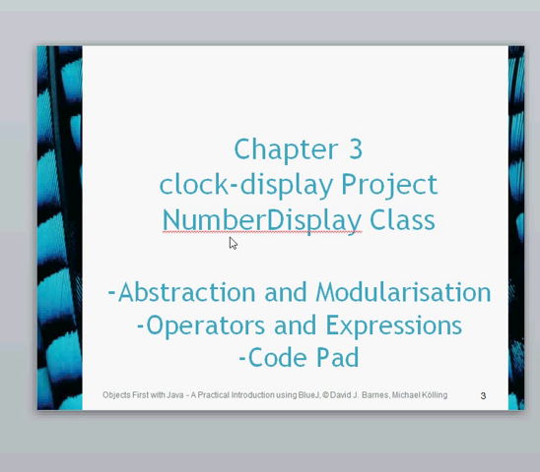Hello again, this is Chapter 3 and we're going to look at the clock display project and specifically the number display class. In a later video you'll be able to see the internal and external consideration of the number display class, but in this one we're going to introduce some concepts which you need to know for the class. We're going to look at abstraction and modularisation briefly, then we're going to go into operators and expressions, and then I'm going to show you a quick way of testing things in BlueJ, which is using the code pad.